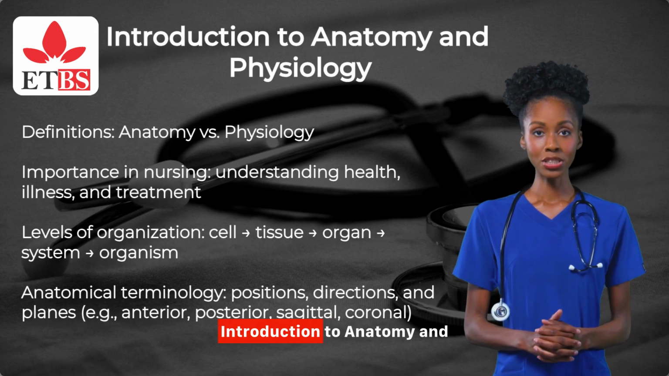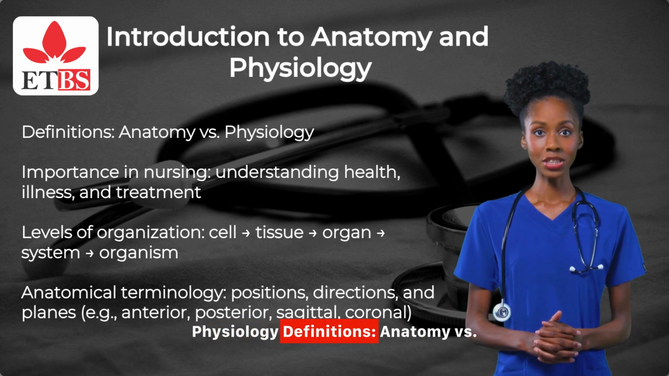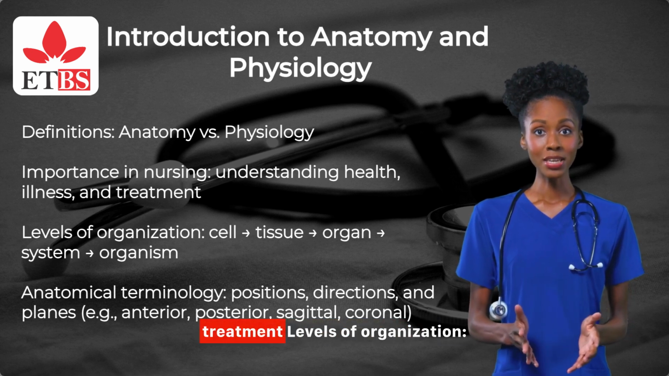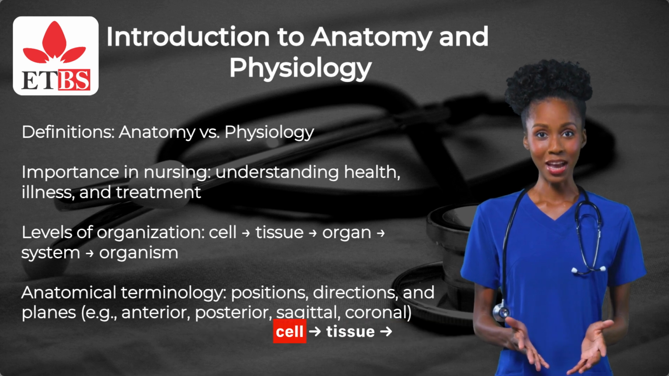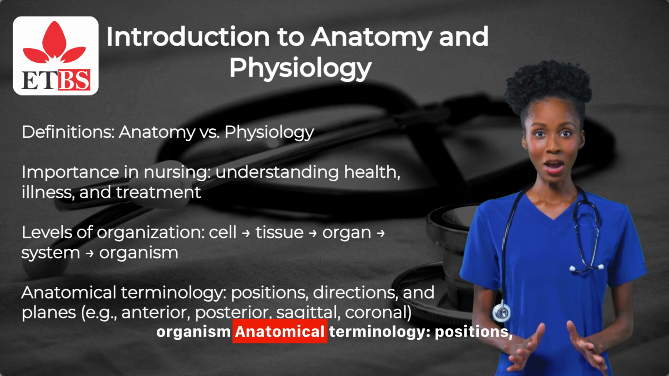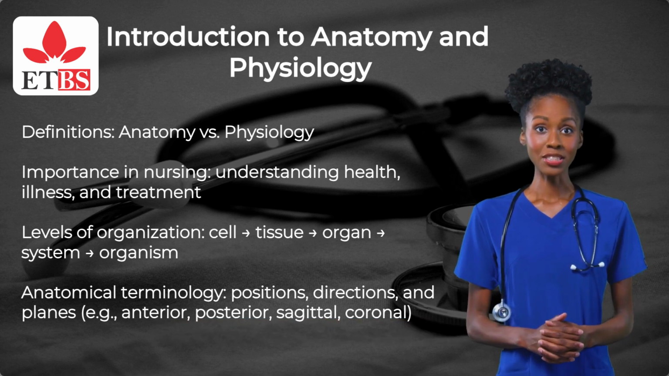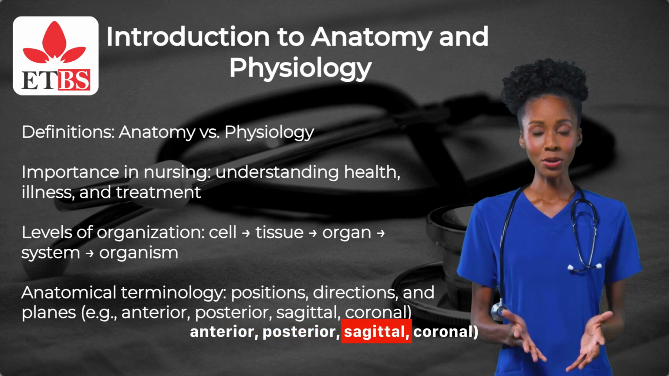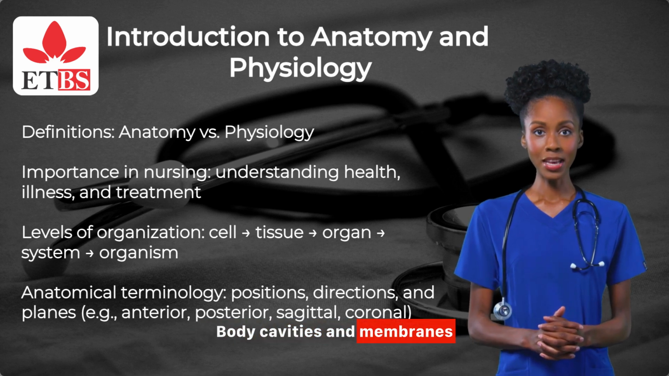1. Introduction to Anatomy and Physiology. Definitions: anatomy versus physiology, importance in nursing, understanding health, illness, and treatment. Levels of organization: cell, tissue, organ, system, organism. Anatomical terminology: positions, directions, and planes, e.g. anterior, posterior, sagittal, coronal. Body cavities and membranes: cranial, thoracic, abdominal, pelvic.